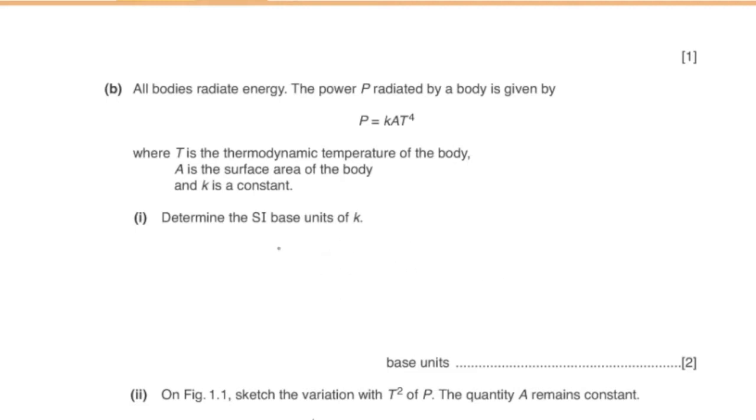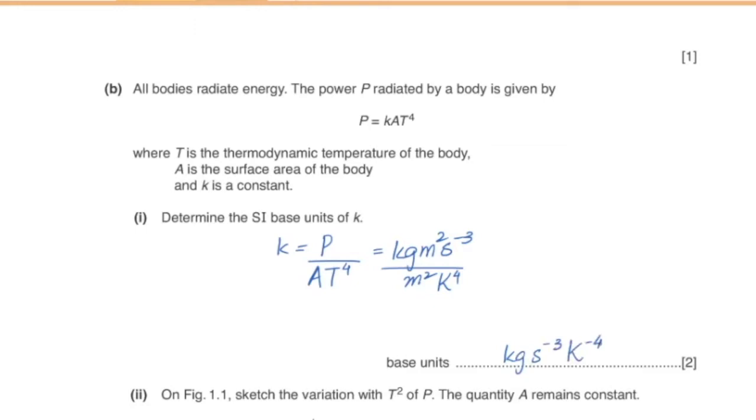So K is equal to power radiated by the body divided by area times thermodynamic temperature to the power 4. The SI base units for power are kilograms meter squared per second cubed, divided by meter squared times Kelvin to the power 4. Hence the SI base units for the constant K are kilogram per second cubed per Kelvin to the power 4.